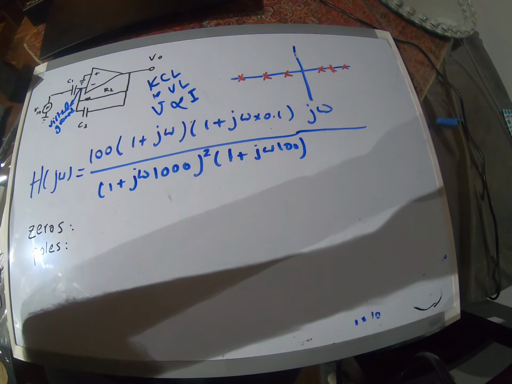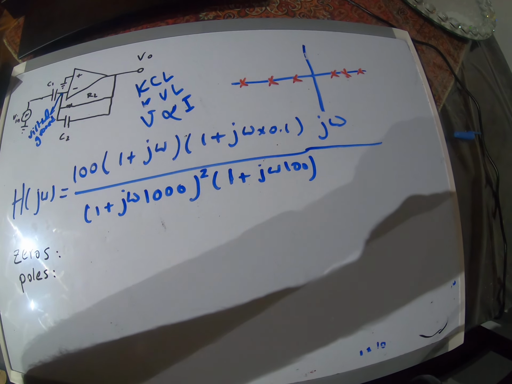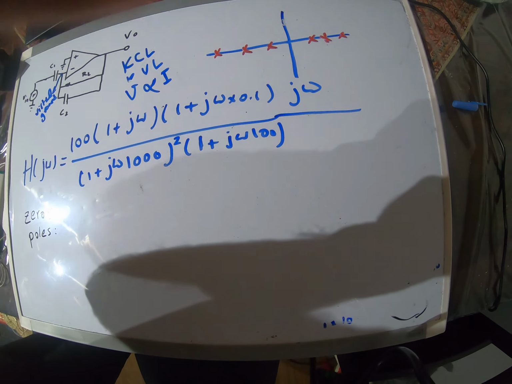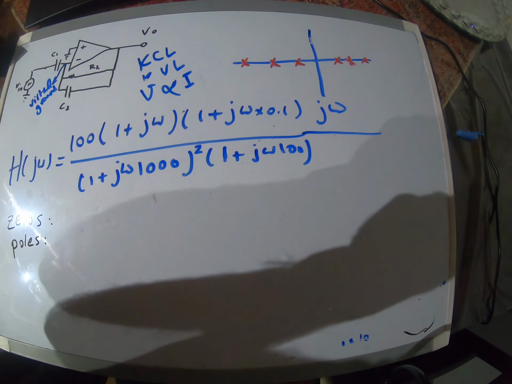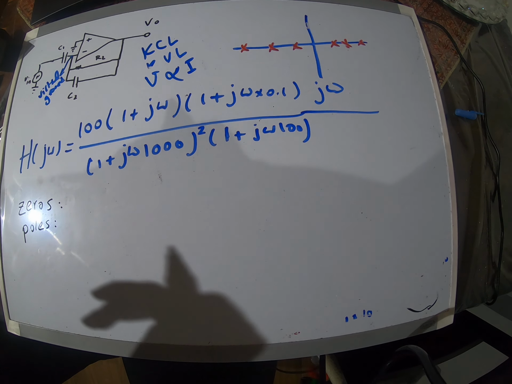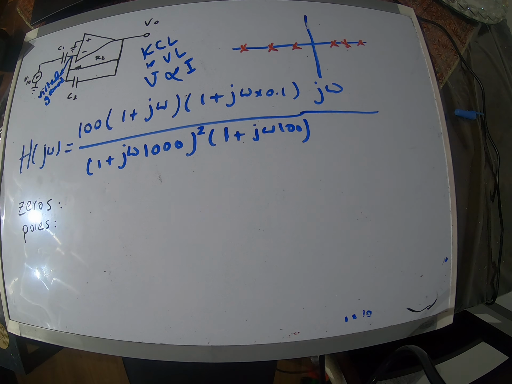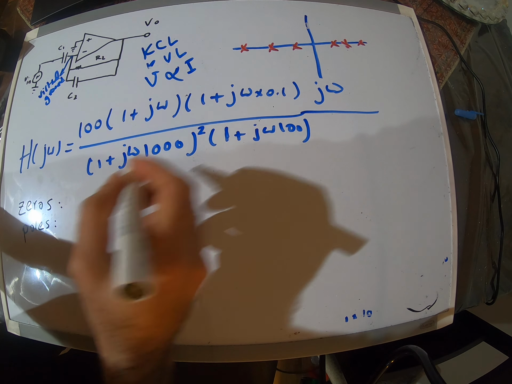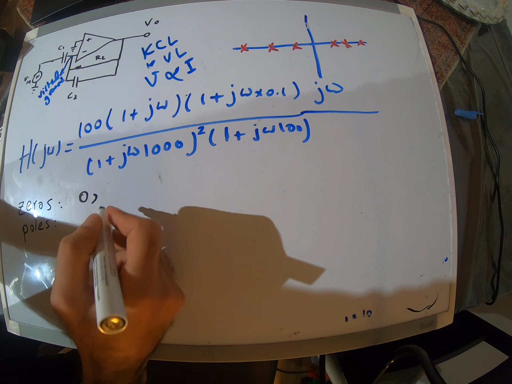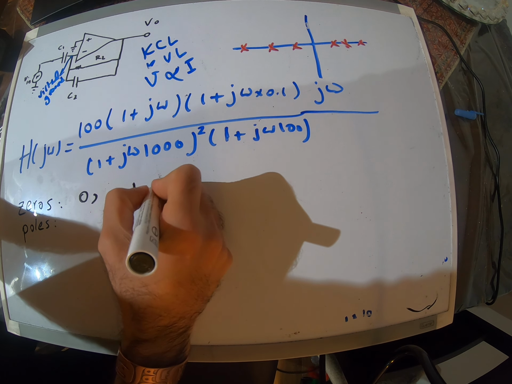Oops, sorry again. I think this is not perfect, so I'm just going to hold it. Okay, and maybe I should have a more like that. Okay, so how many zeros do we have? We have 1 zero at j omega equal to 0, 1 zero at 0.1, and 1 zero at 1.